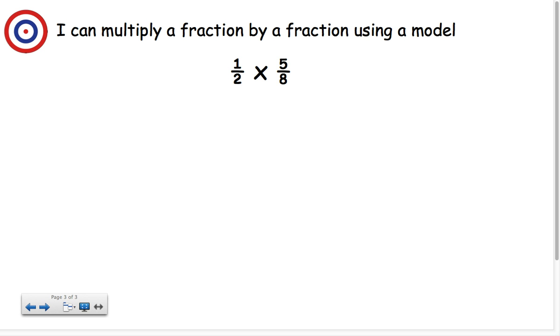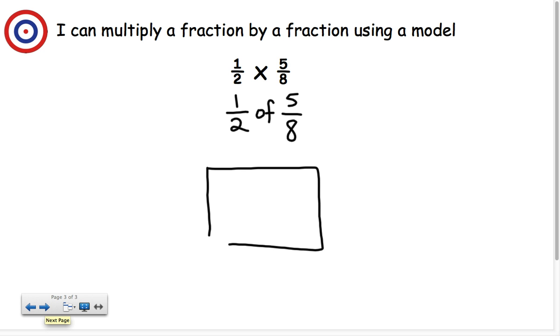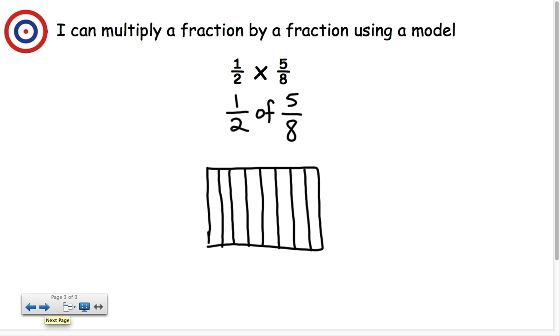Here's a third example. This one is 1/2 times 5/8. This means the same thing as finding 1/2 of 5/8. So I'm going to be starting with 5/8. Again, you can use anything you like. Maybe it's 5/8 of an apple, or 5/8 of my favorite Costco cake, carrot cake, by the way. And let's see here. So I'm dividing my whole amount into 8 equal pieces, and then I'm going to shade in 5/8. This is how much I start with, because I'm trying to find 1/2 of 5/8.